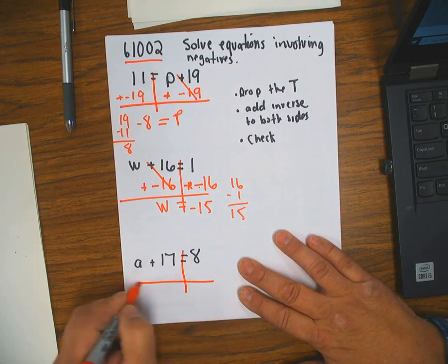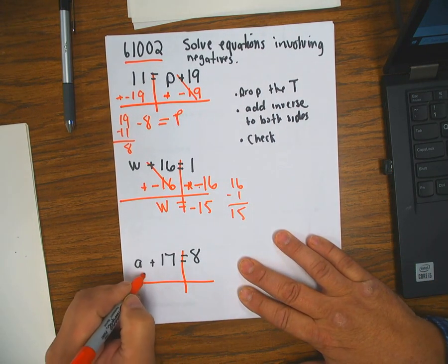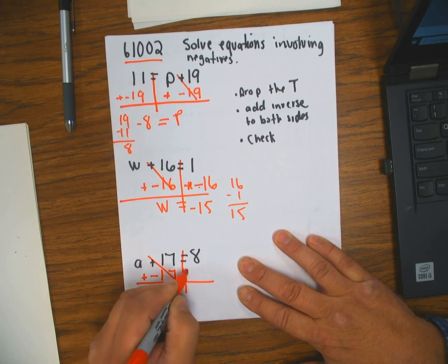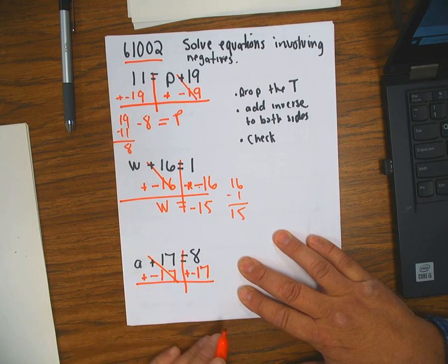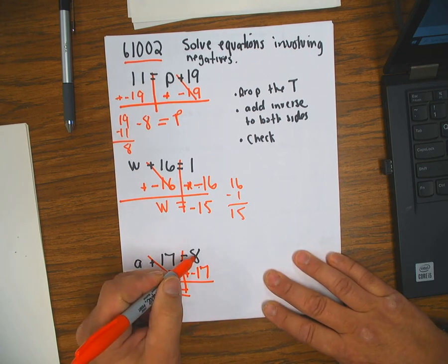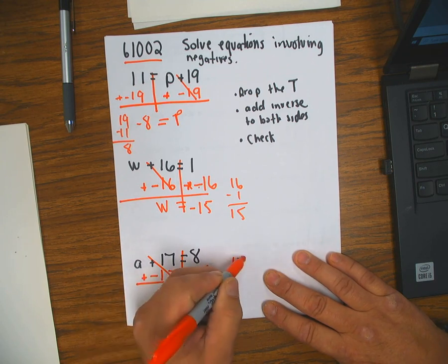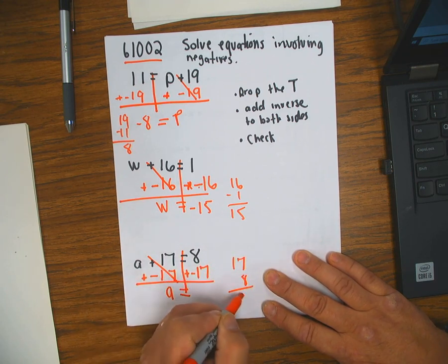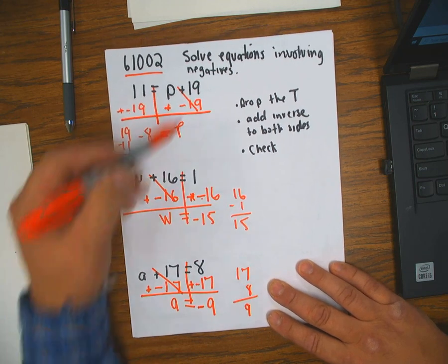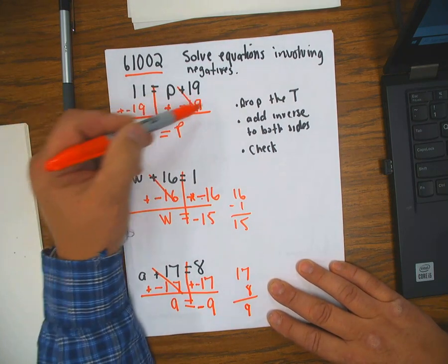Okay, drop the t, look for the variable, add the opposite there. That cancels that out. I'm going to do the same thing to this side. A is equal to 8 plus negative 17. That's a negative plus a positive. It's equal to 9, but larger absolute value is a negative. So we drop the t and we add the inverse.